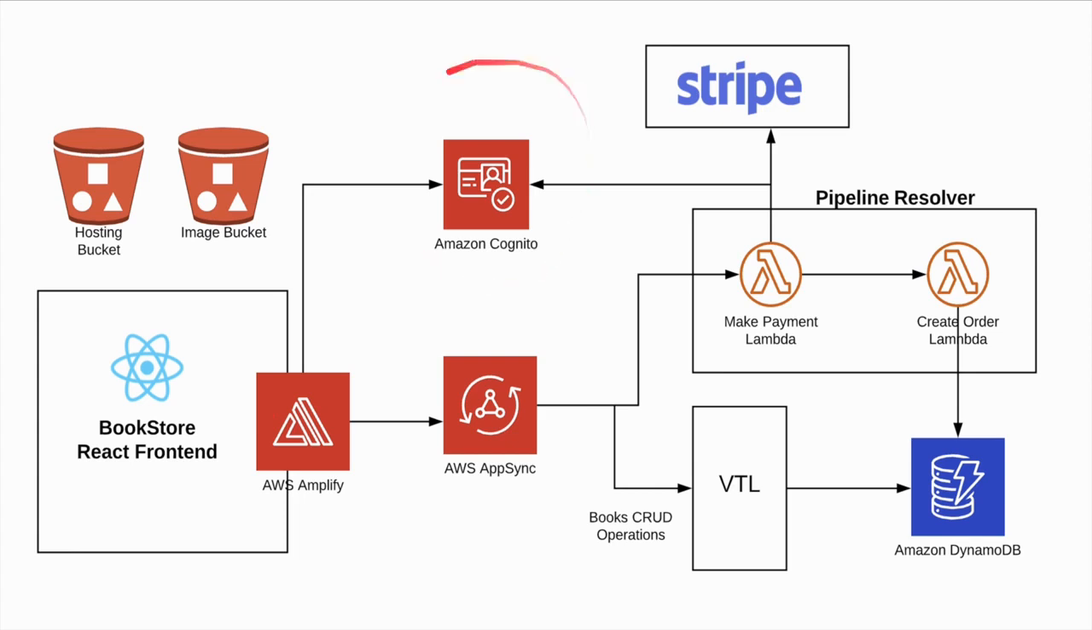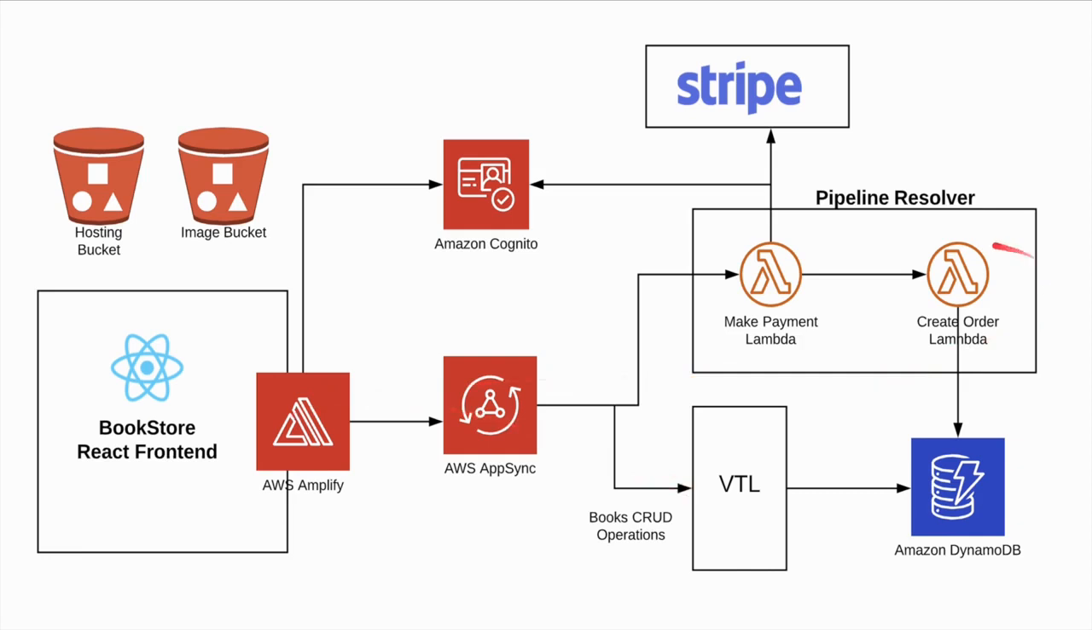And then we have Amazon Cognito as our main authentication provider. But in this application, we will also be using multi-auth functionality, where we will use both Amazon Cognito as well as Identity and Access Management, or IAM, to allow guest users to connect to our backend and read the books.